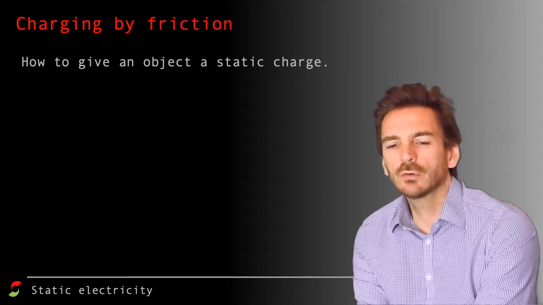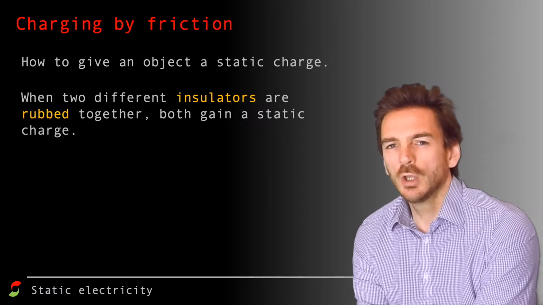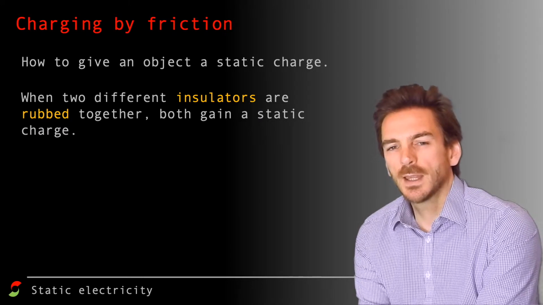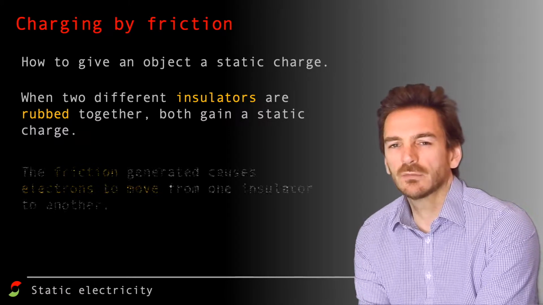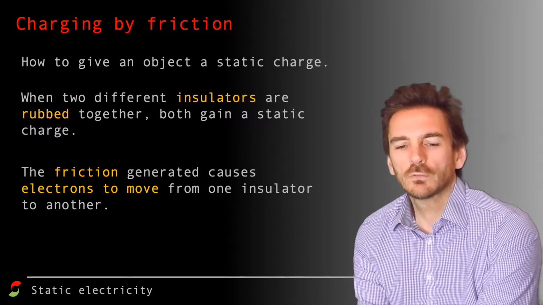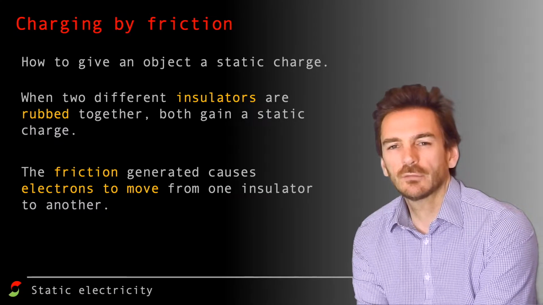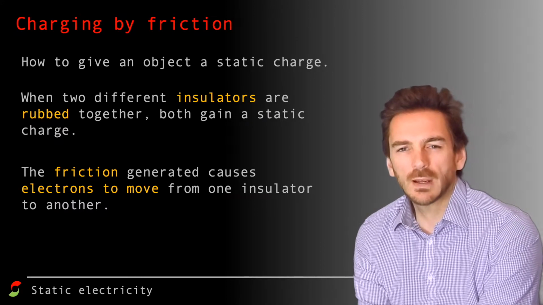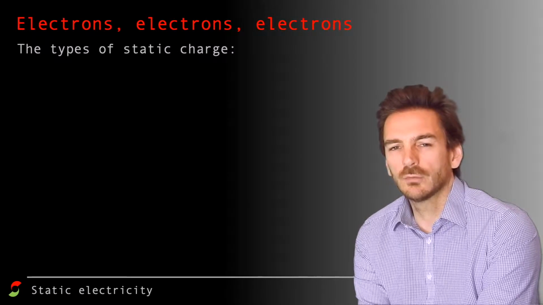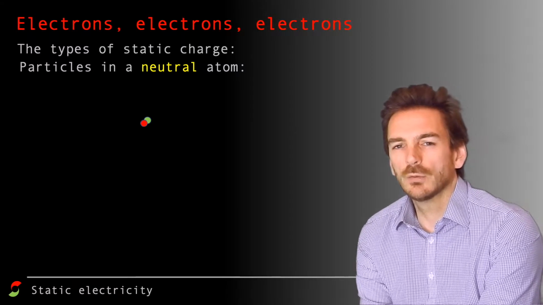So to start off with, let's look at what happens when you charge by friction. What we normally do is we have two different types of insulators and we rub them together, and the friction that's generated allows electrons to move from one to another. It's really important that they're insulators, that there's friction involved, and that we understand that it's the electrons that move. To look at the electrons, we're going to use a little classical model of an atom in a moment.